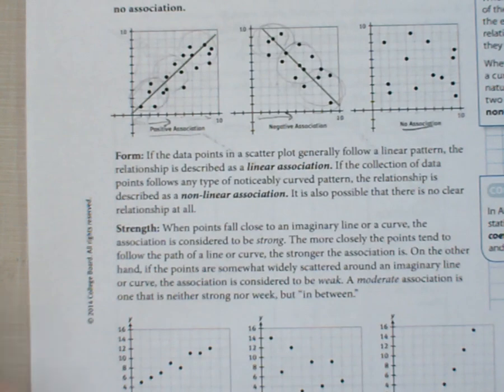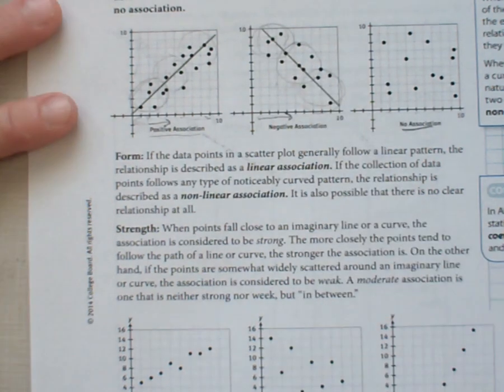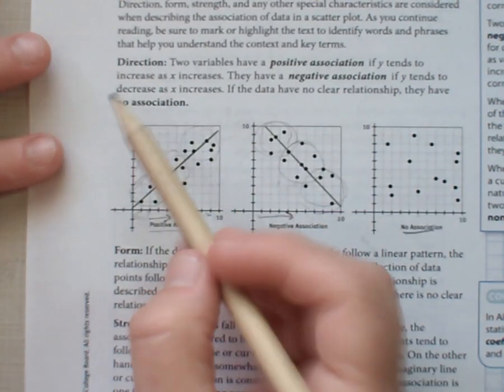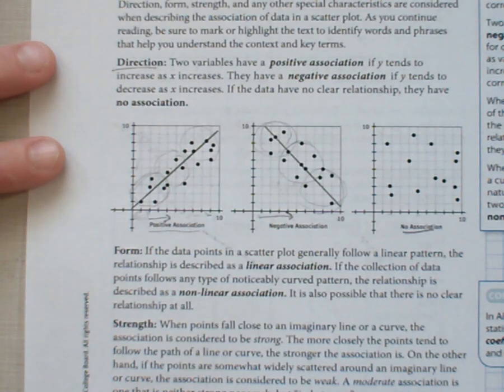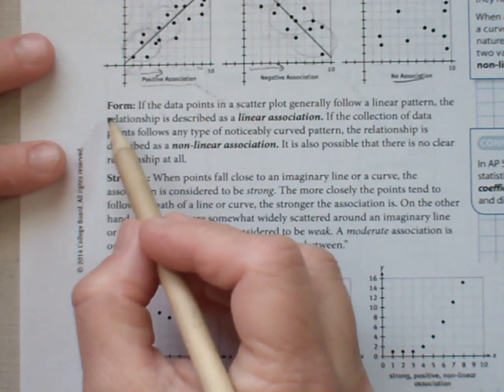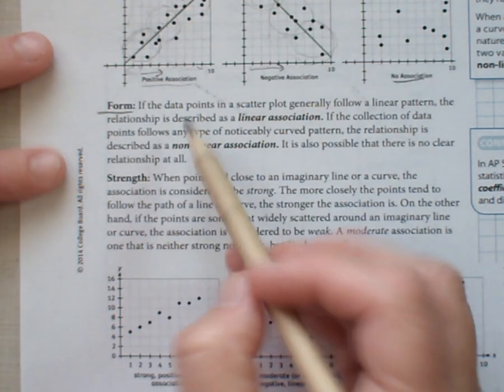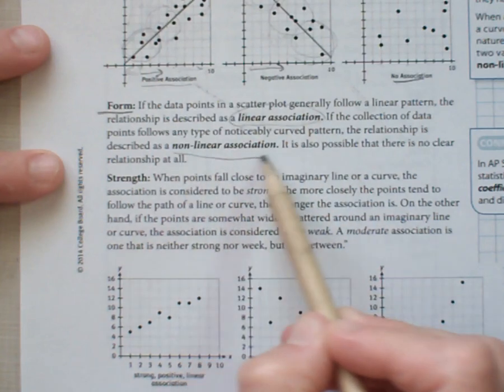There's also form. This is another type of association. We call the first one the direction. So the direction of the association can be positive, negative, or no association. And then we have the form of the association. The form indicates whether it's linear or non-linear.